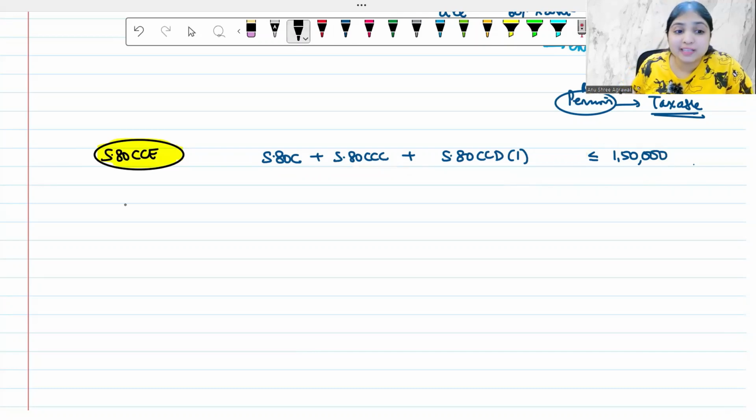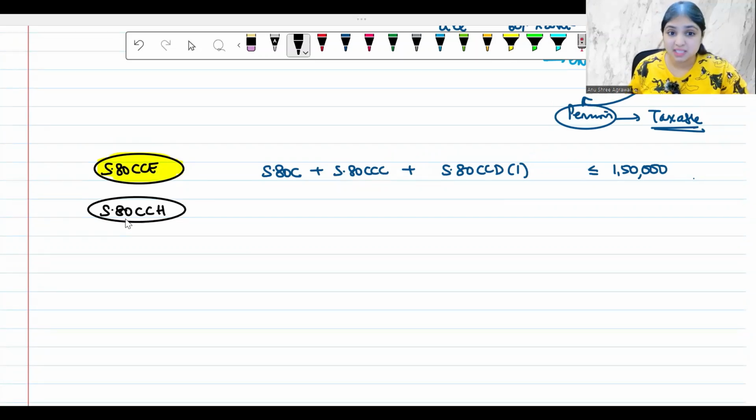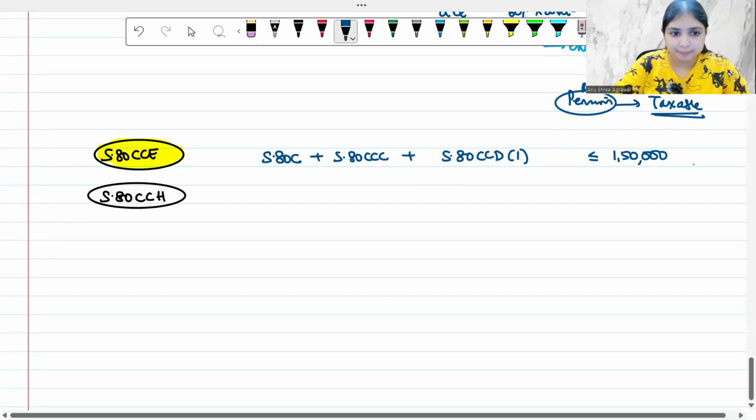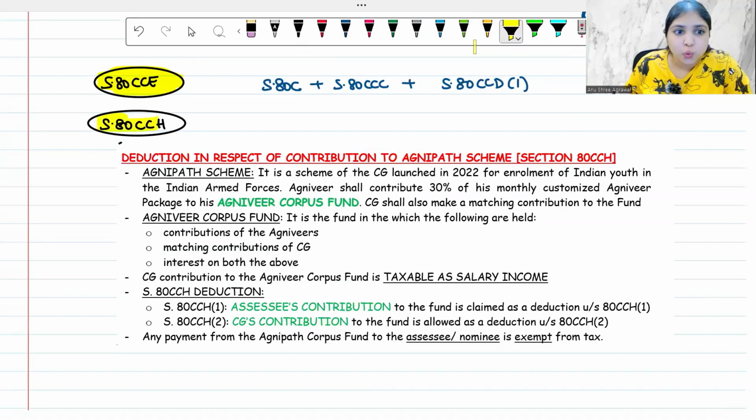All right. And your final section under the 80C series, which is section 80CCH. Now, section 80CCH talks about contributions which are made to the Agnipath scheme. Contributions which are made to the Agnipath scheme. Let me explain this to you. I'll bring the theory with respect to this on your screen because this is a new section brought in by the Finance Act 2023. So let me bring the whole section itself to your screen and we'll discuss the theory of this section part by part. Look at this, please. 80CCH, which talks about contributions which are made to the Agnipath scheme.